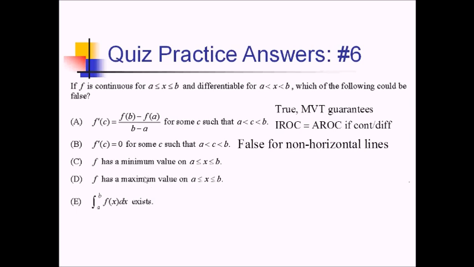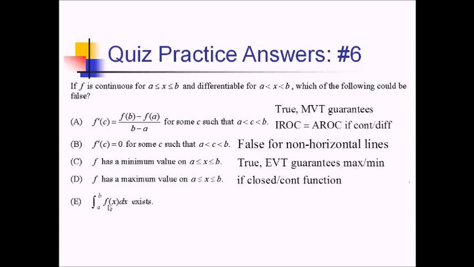So C and D, they're kind of the same sort of deal. They're saying we have either a minimum or a maximum value on the closed interval, and that's actually true based on what they told us here. They said that we are continuous on a closed interval from A to B. So the extreme value theorem then guarantees that we have a max and min with a closed and continuous function.